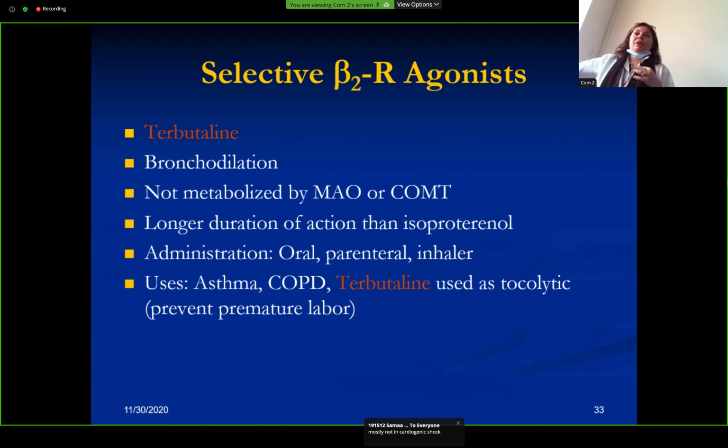Okay, now beta 2. Remember, beta 1, we said what? It's more in the heart. Beta 2, we have terbutaline, or I mentioned salmeterol, and you will find more medications. They cause bronchodilation and are not metabolized by MAO or COMT. They have a longer duration of action than isoprenaline, administered oral, parenteral, or inhaler, and most of these medications are given by inhaler. Used in asthma, COPD. Terbutaline is used as a tocolytic to prevent premature labor. You will hear about it in OB-GYN also, to prevent premature labor, these medications acting on beta 2, not only on the respiratory system.